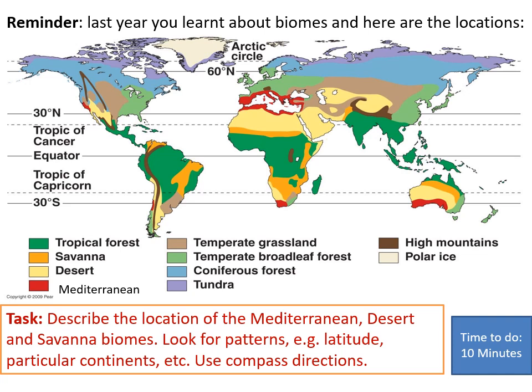Okay, so reminder at the top there. Last year you learnt about biomes, and here are the locations. This is something you learnt in year 7. You looked at the location and what different biomes of the world are like, and the fact that biomes are the ways of describing the environment. So each of these coloured areas shares a common environmental characteristic.